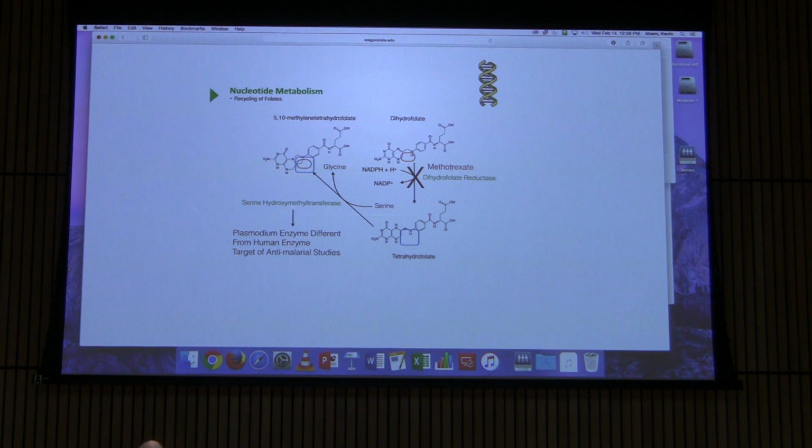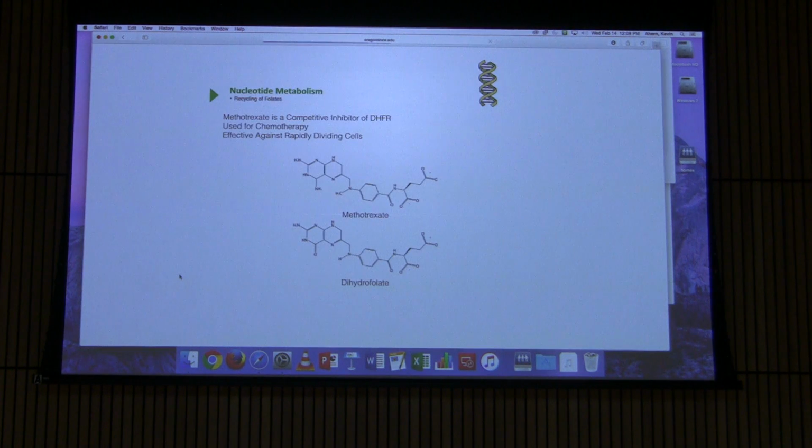So, knowledge of the nucleotide metabolism helps us to better understand approaches to treating cancer. Okay, and there is the comparison between the structure of methotrexate and the structure of dihydrofolate, and you can see that they are very, very similar. It's no surprise that they might both bind the active site of the DHFR.